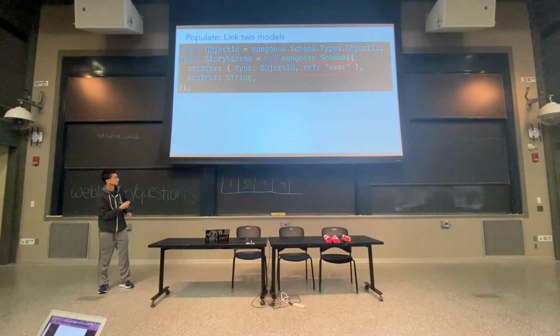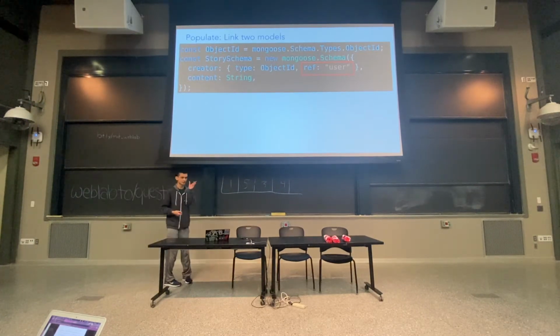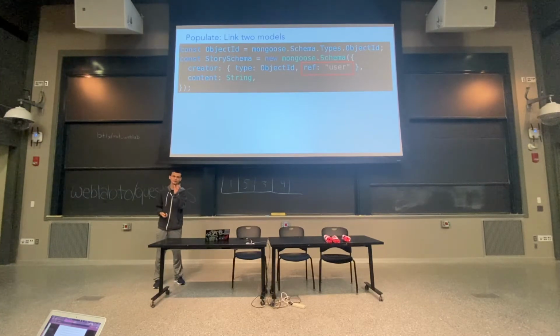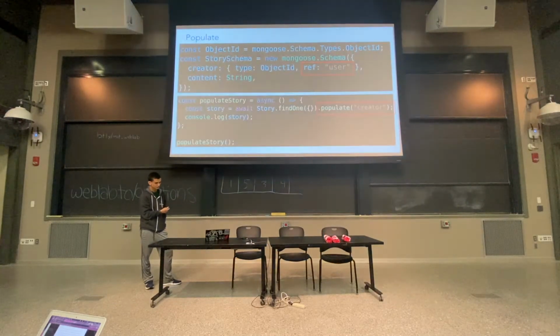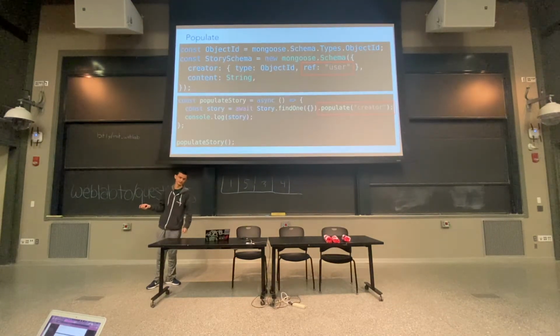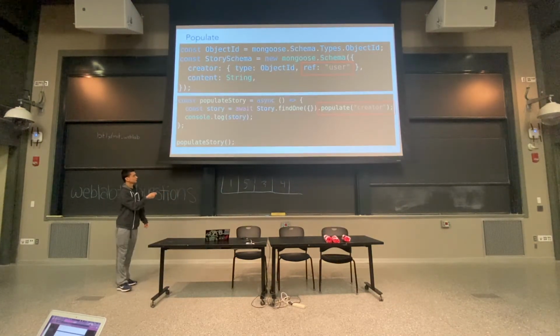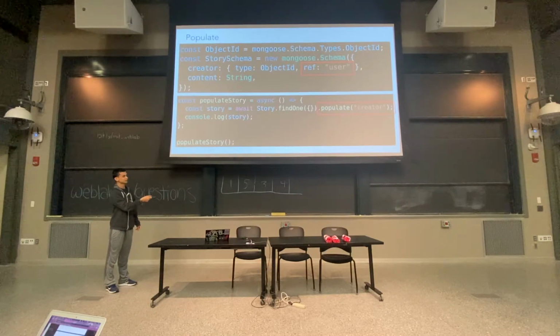So that's what this ref field means. It means that a creator refers to a user model. So inside the quotation marks, you put the name of the model that this field corresponds to. And look at this magic I'm going to do right here. So I'm going to find story and say dot populate creator.